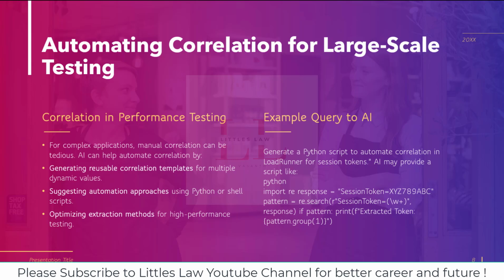Going forward, we will see a few issues. In our next video, we'll see how we can use AI to handle some correlation challenges, like missing dynamic values in requests, incorrect extraction due to response structure changes, how to handle the use of wrong extraction techniques, and failure to correlate multiple values in a single request. We're going to see all of these in our upcoming videos.